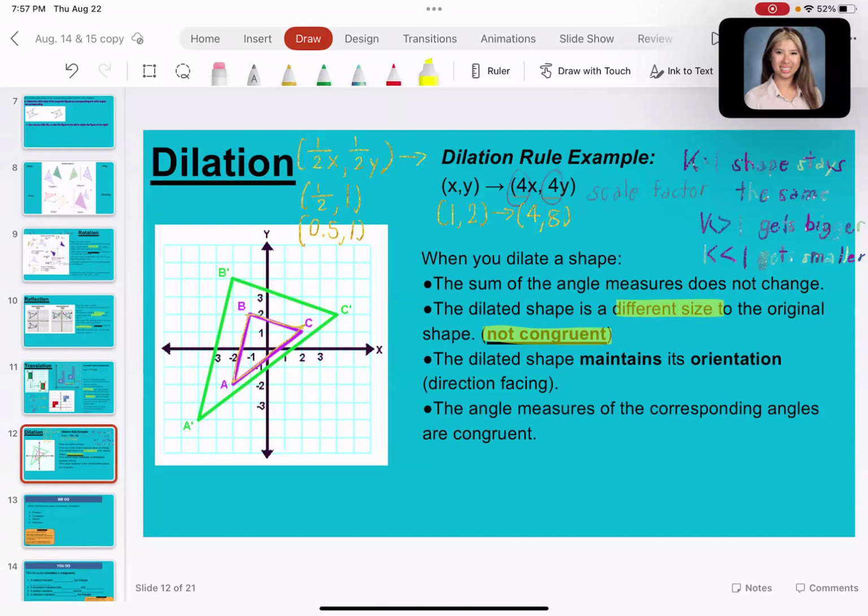So the dilated shape does maintain its orientation though, because as you can see, A here in this pinkish small triangle is on the bottom left. In the bigger green triangle, it's still on the bottom left. B in the pink triangle, the original triangle, is on the top. B prime is also on the top. And the same with C and C prime. They're in the same position or direction.